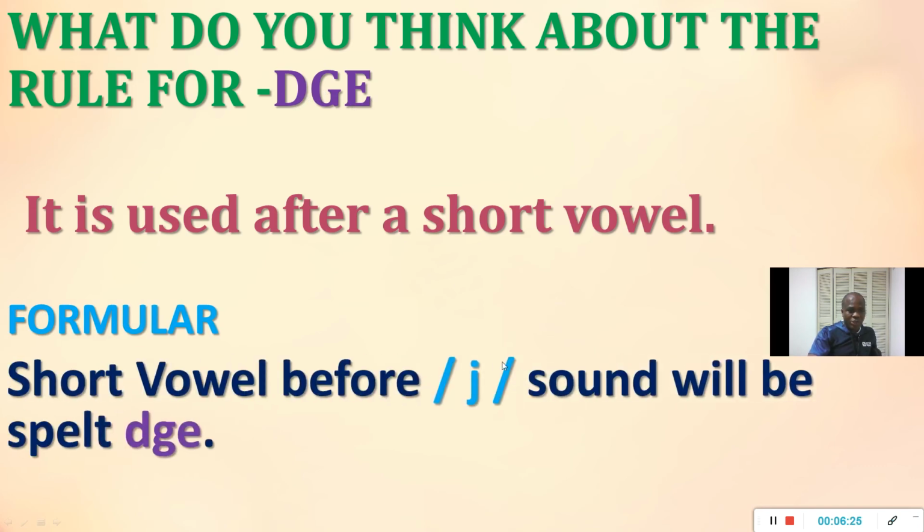So the formula is: a short vowel before the J sound will be spelled DG. Whenever there's a short vowel before the sound J, we always spell it as DG.